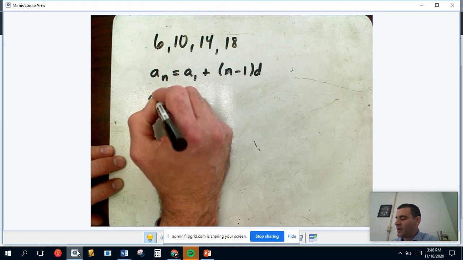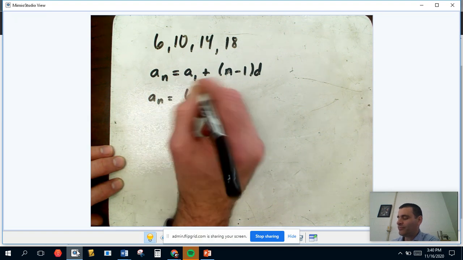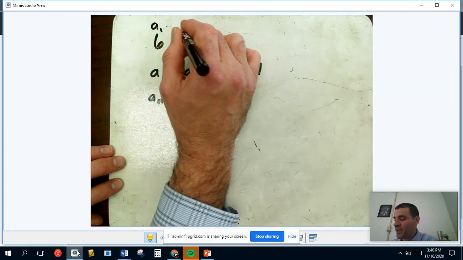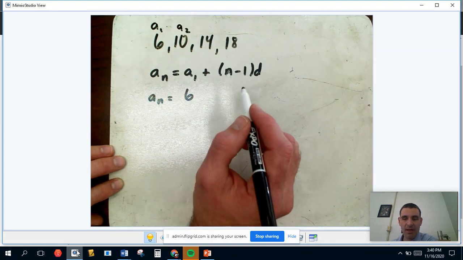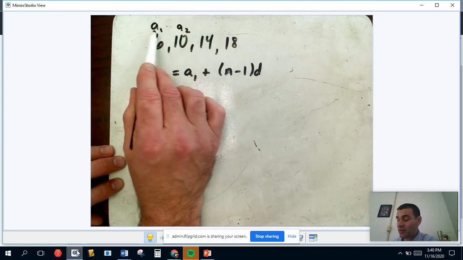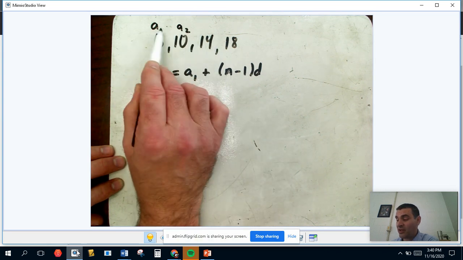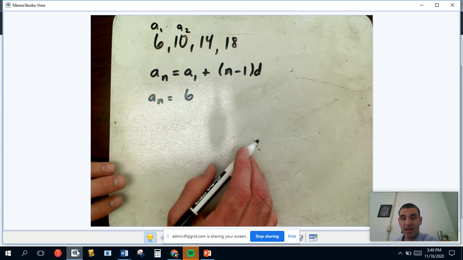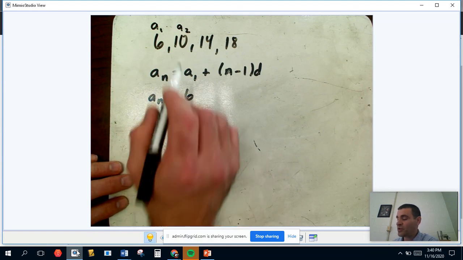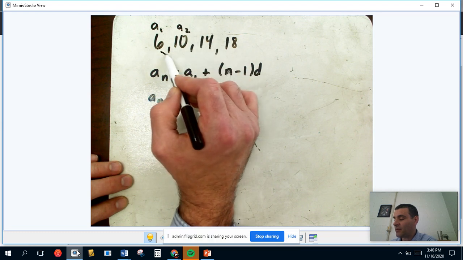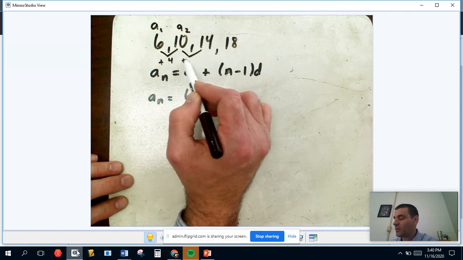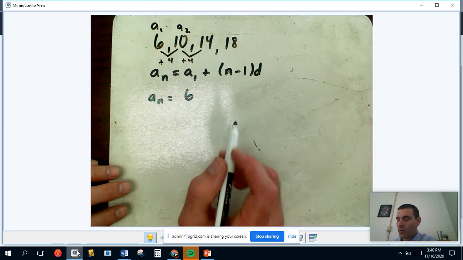Well, A sub 1 is just simply the first term. So A sub 1 would be 6. By the way, this is A sub 2. You don't need it, but every position, this is A sub 1, A sub 2, A sub 3. That little counter is a position number. D is the difference from the first term to the second term. So, for example, the D here would be 4 because it would appear that we're adding 4 each time.